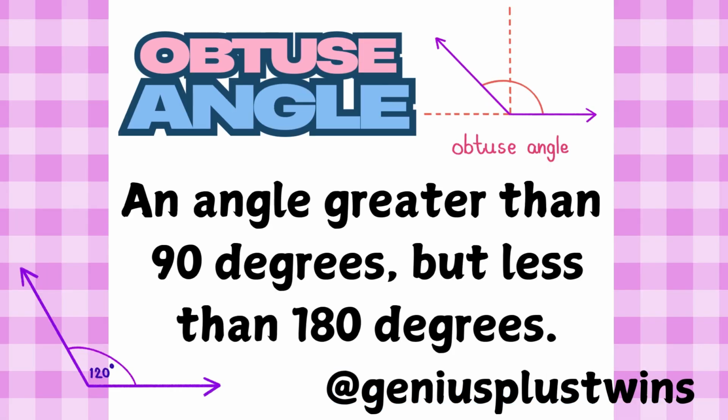An obtuse angle measures more than 90 degrees, but less than 180 degrees. These angles appear wider and more opened up compared to acute angles. A good example is the angle formed by a clock's hour and minute hands at 2:45, which demonstrates how an obtuse angle looks more expansive than a right angle.